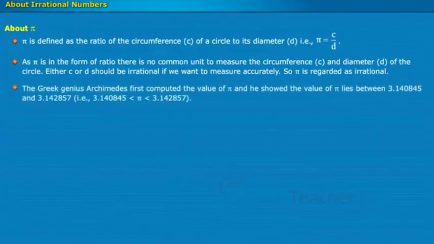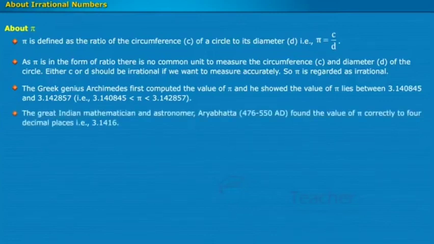The Greek genius Archimedes first computed the value of pi, and he showed the value of pi lies between 3.140845 and 3.142857. The great Indian mathematician and astronomer Aryabhatta, 476 to 550 AD, found the value of pi correctly to 4 decimal places, that is 3.1416.